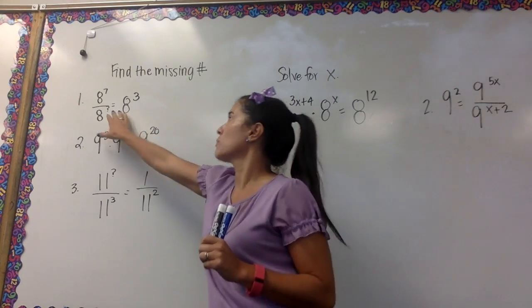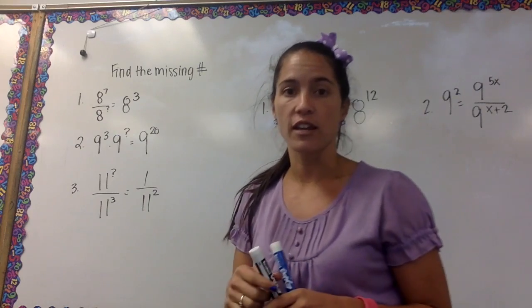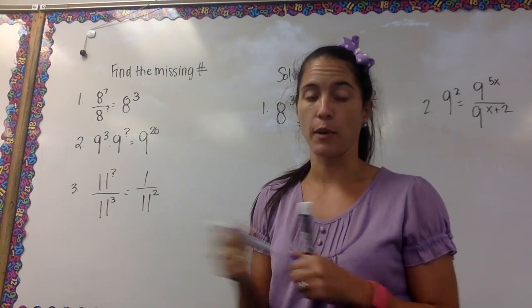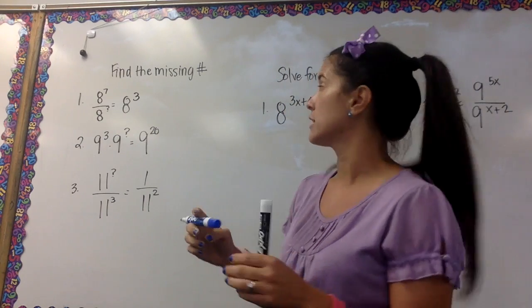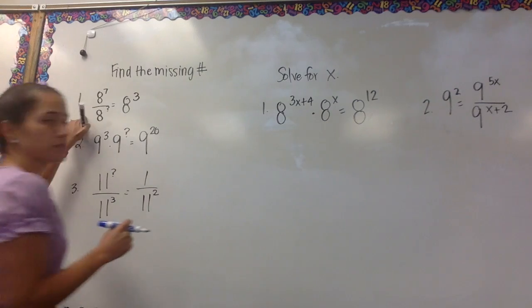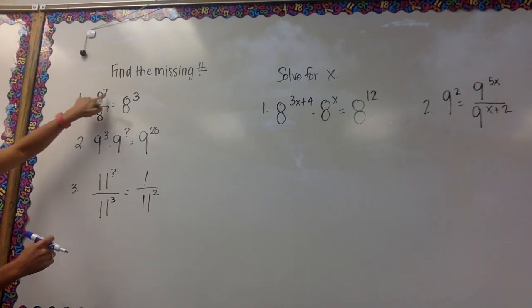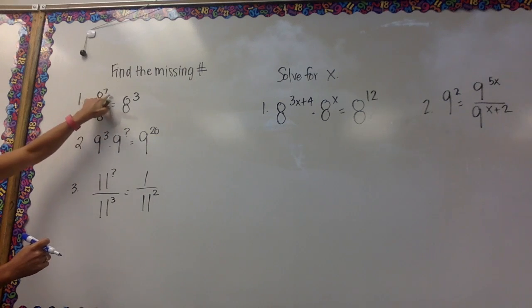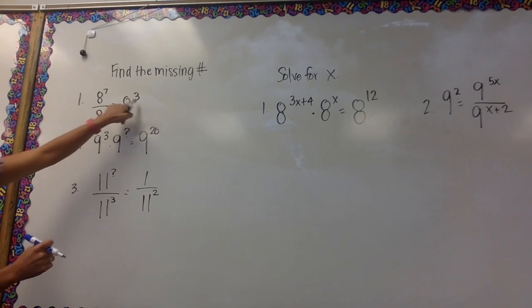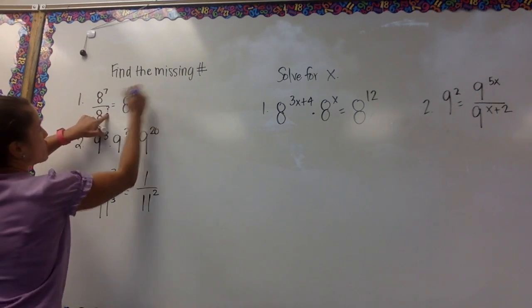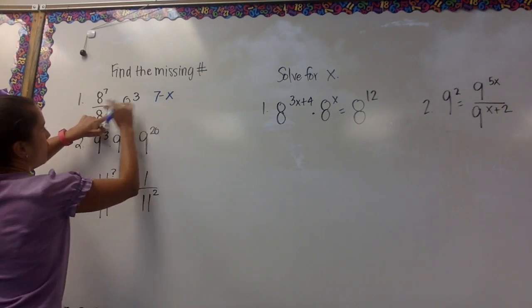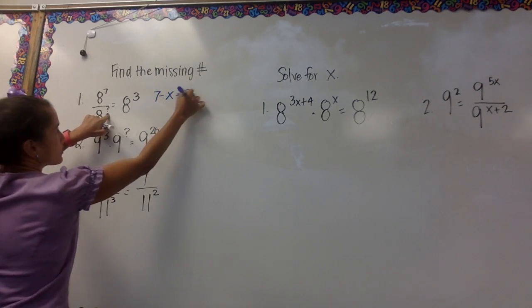There are question marks in these problems, and you have to find the missing exponent. So I'm going to show you how to do that algebraically. Over here, if you have a division problem, then you have to subtract your exponents. So 7 minus something is equal to 3. And we can substitute in a variable: 7 minus x equals 3.